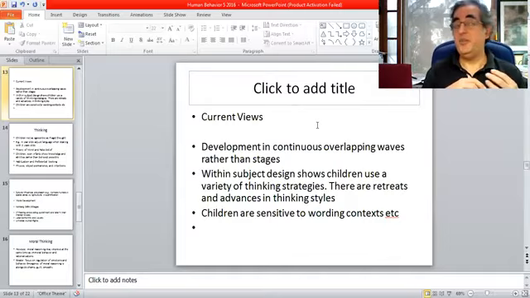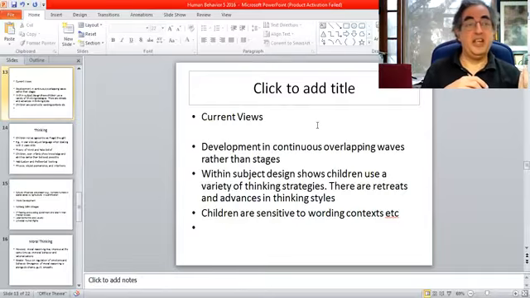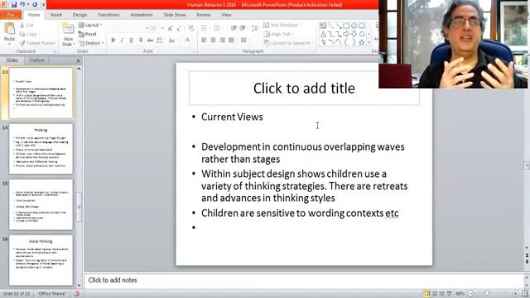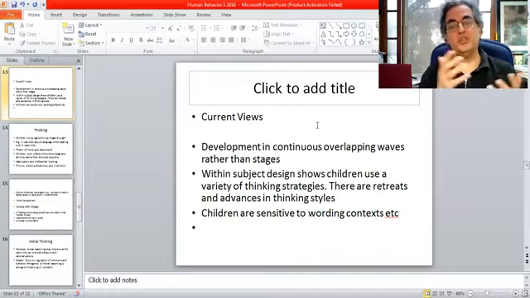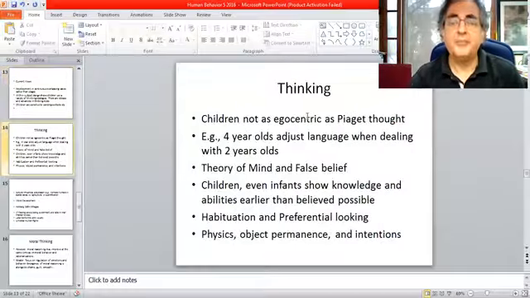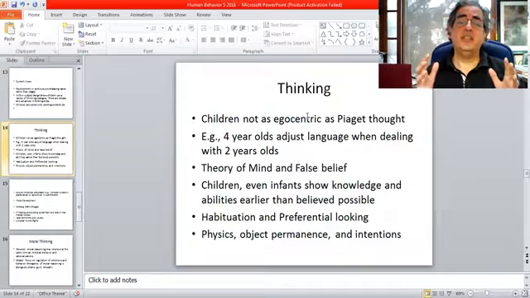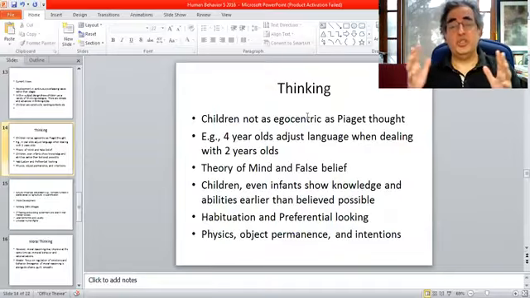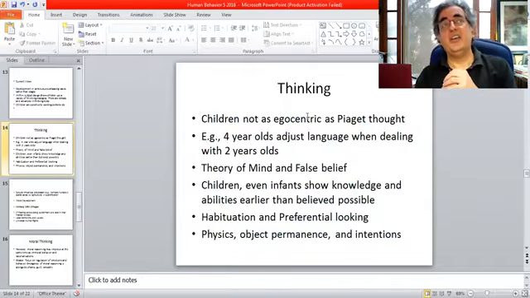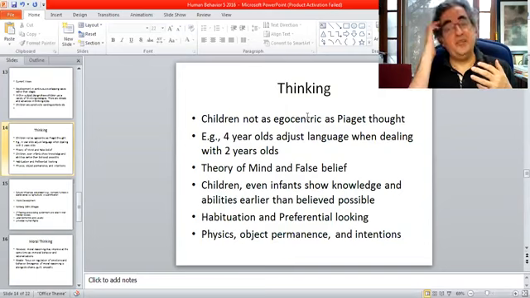Sometimes they'll make a very sophisticated conclusion. Sometimes they'll be very simplistic. So there's a variation of strategies and over time, they settle into the more successful strategies for each occasion. So again, there are characteristic average patterns to children's thinking, but there's a lot of variation also. So as I said, we've discovered this using habituation and preferential looking. And using these techniques, we found in many ways Piaget was not correct.